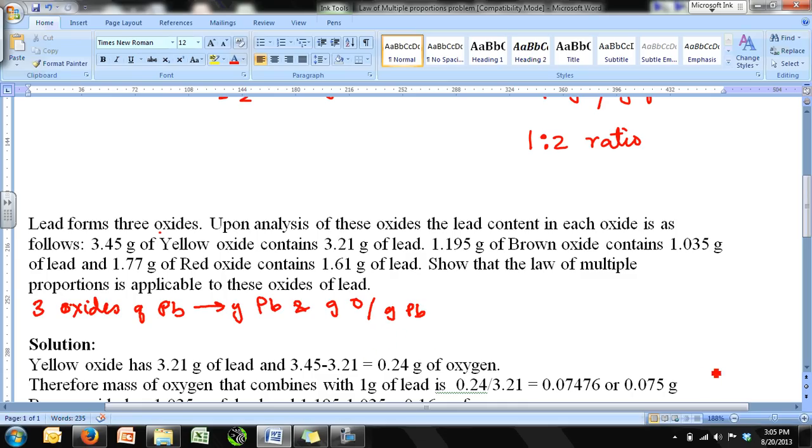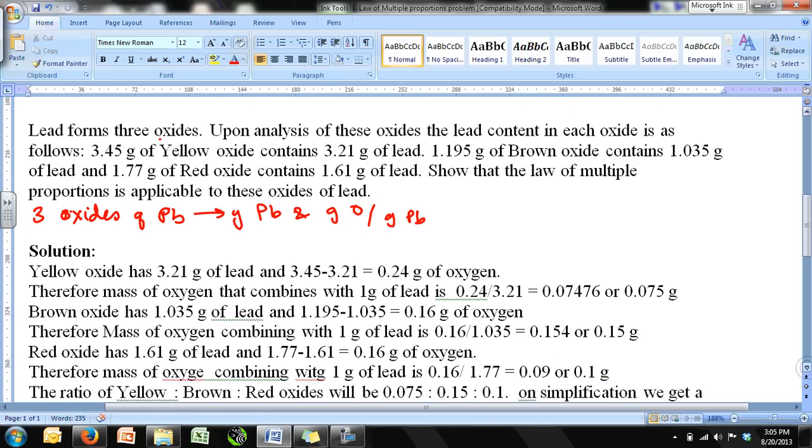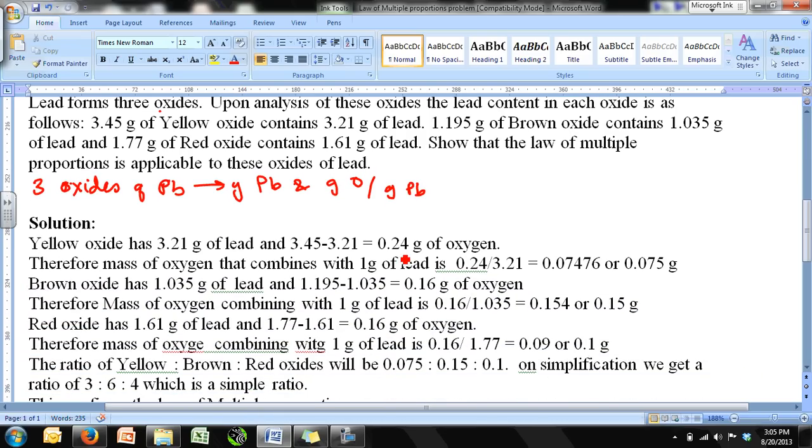So now let's continue on to our problem and let's see what are some of the numbers here. So yellow oxide has 0.24 grams of oxygen because you know in this compound there are only 2 elements, lead and oxygen. The total mass of the compound is 3.45 grams and 3.21 grams is lead, so it has 0.24 grams of oxygen. By the same logic, we have 0.16 grams of oxygen in the second brown oxide, and in the red oxide, we have 0.16 gram of oxygen.